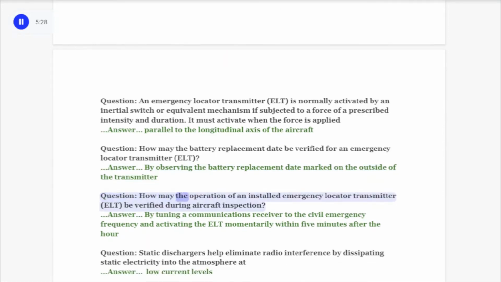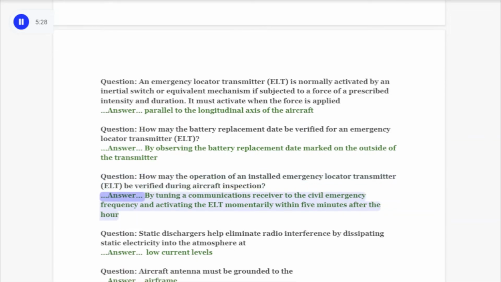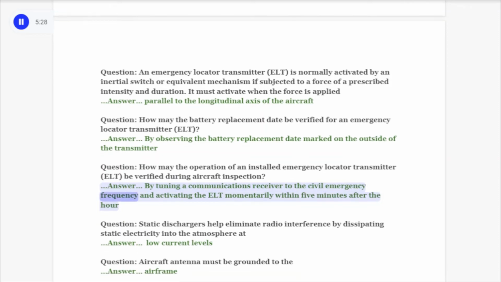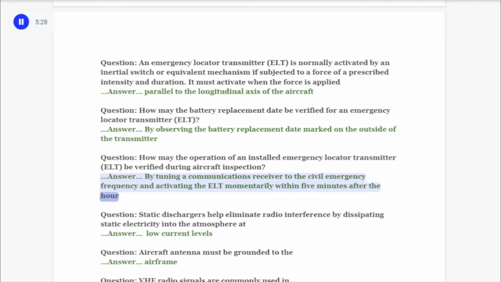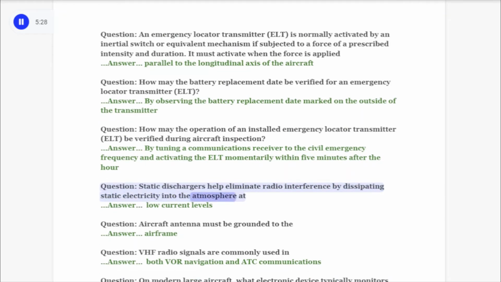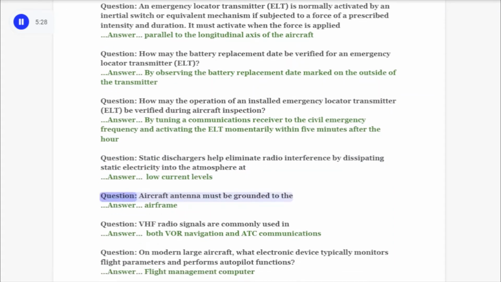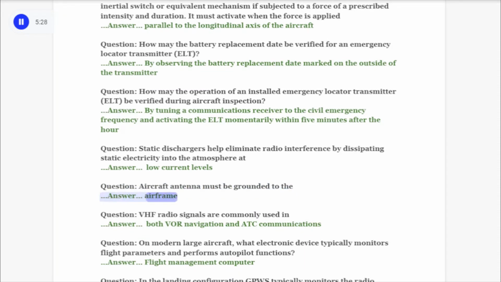Question: how may the operation of an installed emergency locator transmitter (ELT) be verified during aircraft inspection? Answer: by tuning a communications receiver to the civil emergency frequency and activating the ELT momentarily within 5 minutes after the hour. Question: static dischargers help eliminate radio interference by dissipating static electricity into the atmosphere at. Answer: low current levels. Question: aircraft antenna must be grounded to the. Answer: airframe.